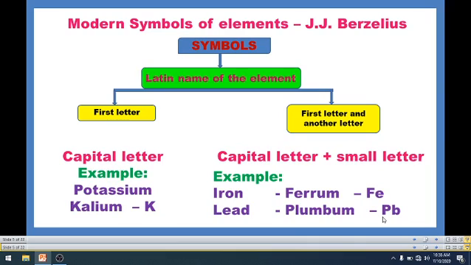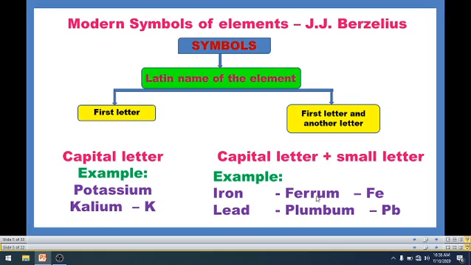He also suggested that we can derive the symbol from the Latin name of the elements. A few elements have symbols derived from their Latin names. Here also we can use the first letter, or one more letter along with it. Look at the example, potassium. The symbol of potassium is capital K. It is derived from the Latin name kalium.